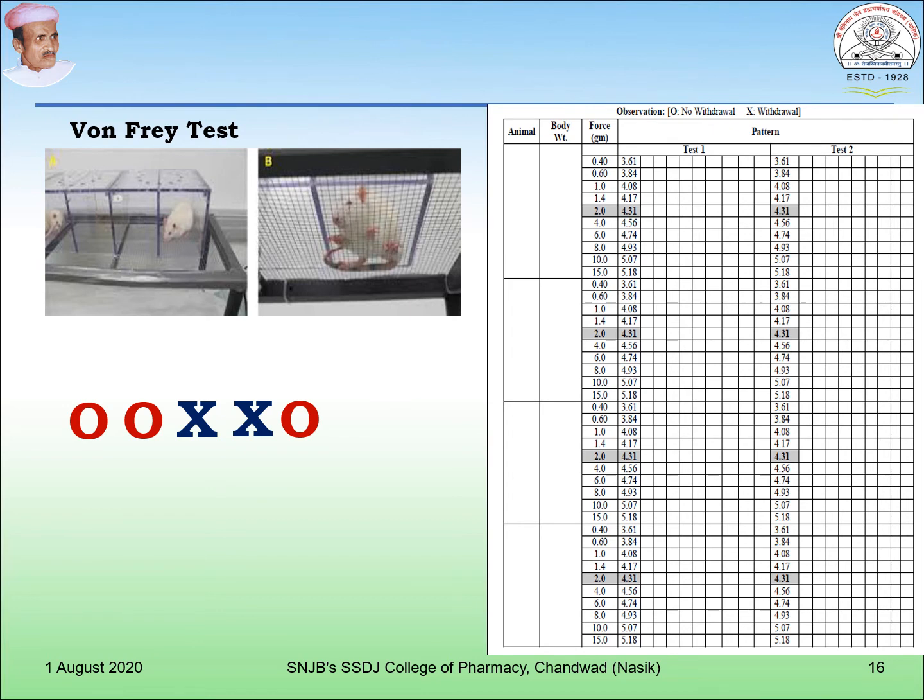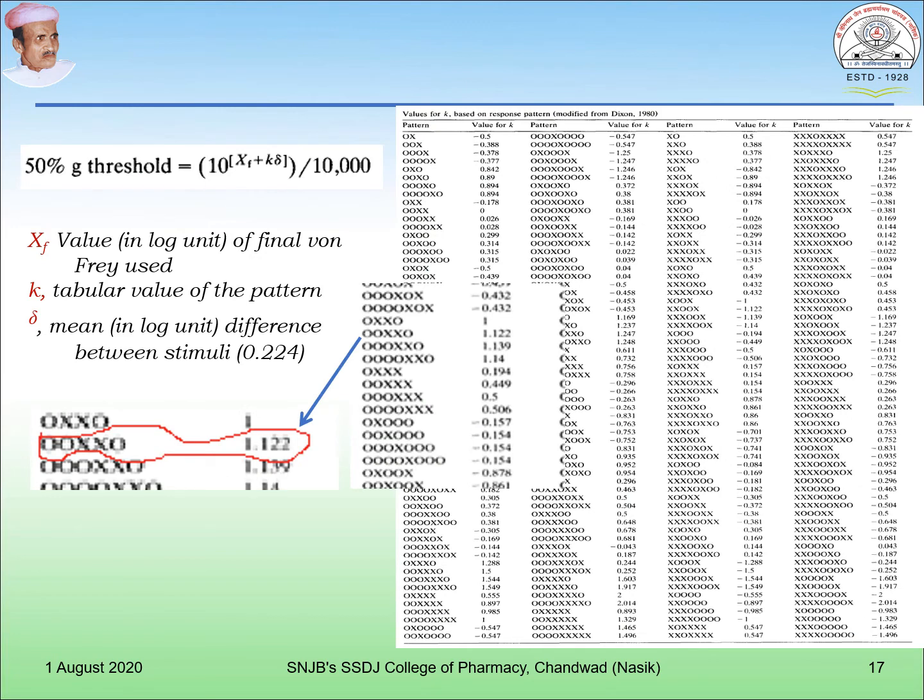This is called the pattern. Now for this pattern there is a particular value which is again given by Dixon in his table. So if you observe, for OOXXO, the value is 1.122. Putting this value into the equation, you will calculate the 50% gram threshold.